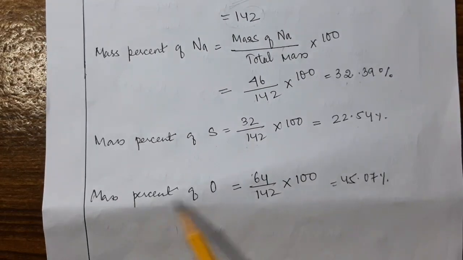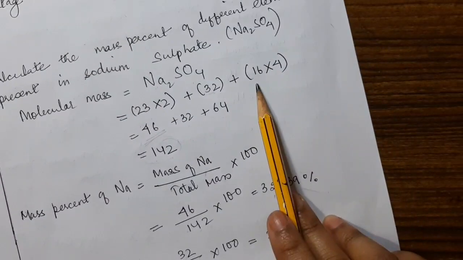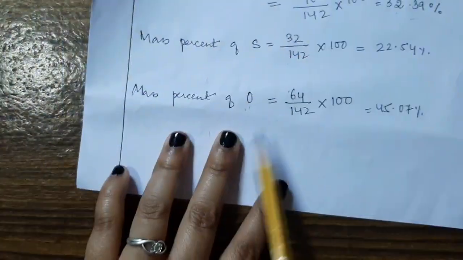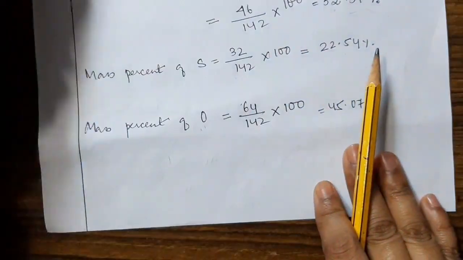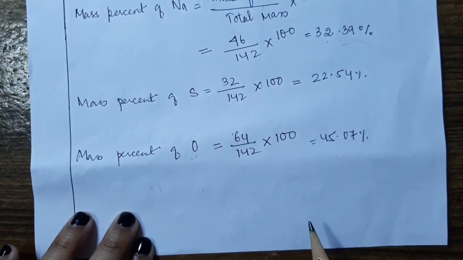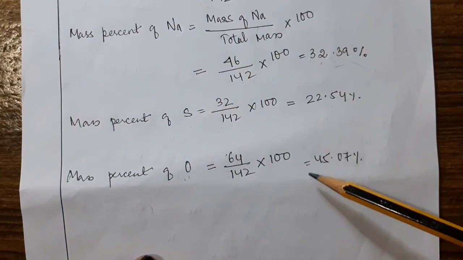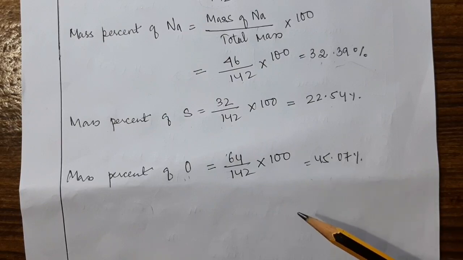Then finally the same for oxygen. How many oxygen are there? 16 into 4. Total oxygen present is 16 into 4, 64. So 64 divided by 142 into 100 would be equal to 45.07%. So these are the mass percentages of the different elements.